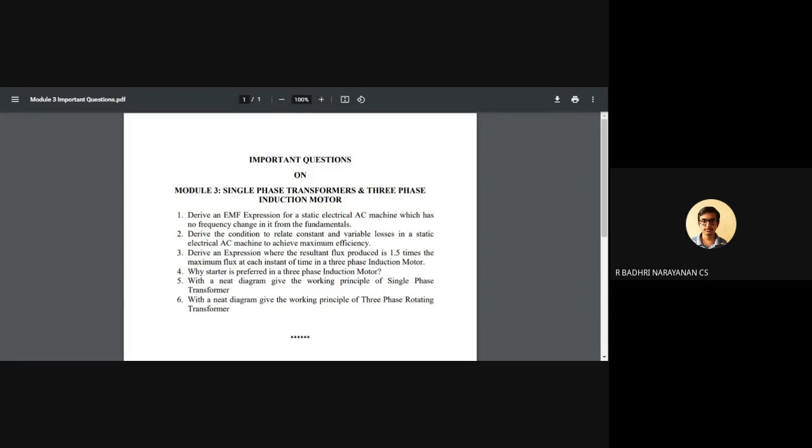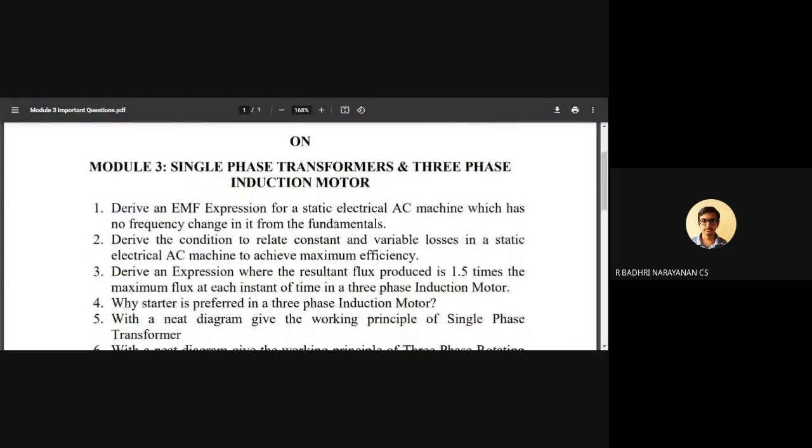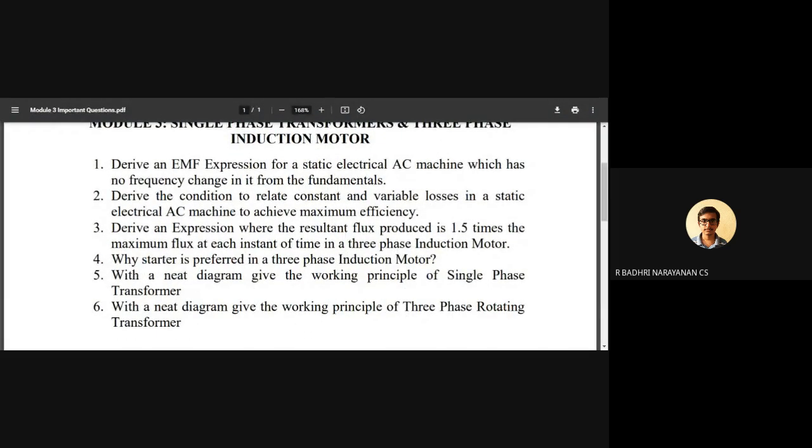Sir, I'll just give a try. It's a pair of two inductors, induction coils, which have mutual inductance between them, and it is used to increase or decrease the electrical energy. Exactly right. You were correct, but there is one word which you missed out.